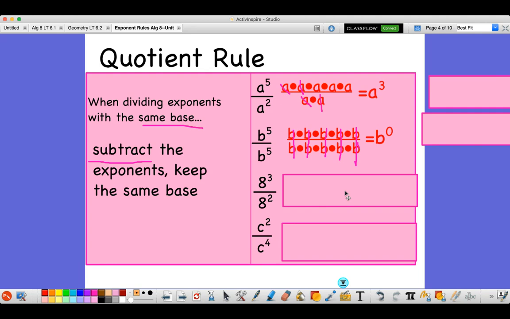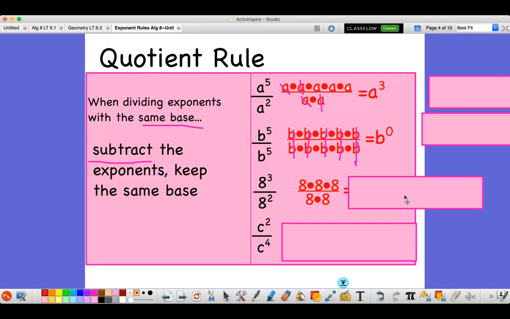Let's look at our third example, 8 to the third over 8 to the second. Try to think about with this one how you would subtract the exponents. Think about what you would get, but let's expand it just to check. So we have 3 8s in the numerator, 2 8s in the denominator. Let's reduce this way. Those 2 8s, those 2 8s, and we have 1 8 left. So if we subtracted, we would have 8 to the first power, or just 8.